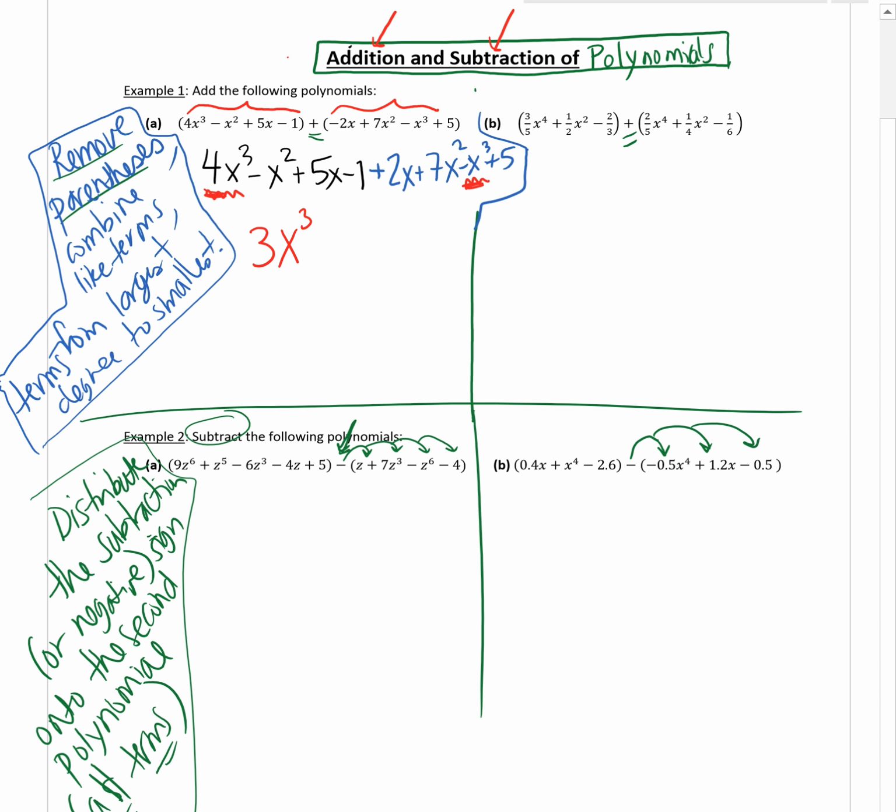Let's see, and then the next highest power, I see some x squareds here. Negative x squared and a 7x squared. Okay, well it's like having a negative 1 plus 7. Negative 1 plus 7 is 6, and I'm not going to change the exponent on x. It stays the same when you're adding and subtracting these.